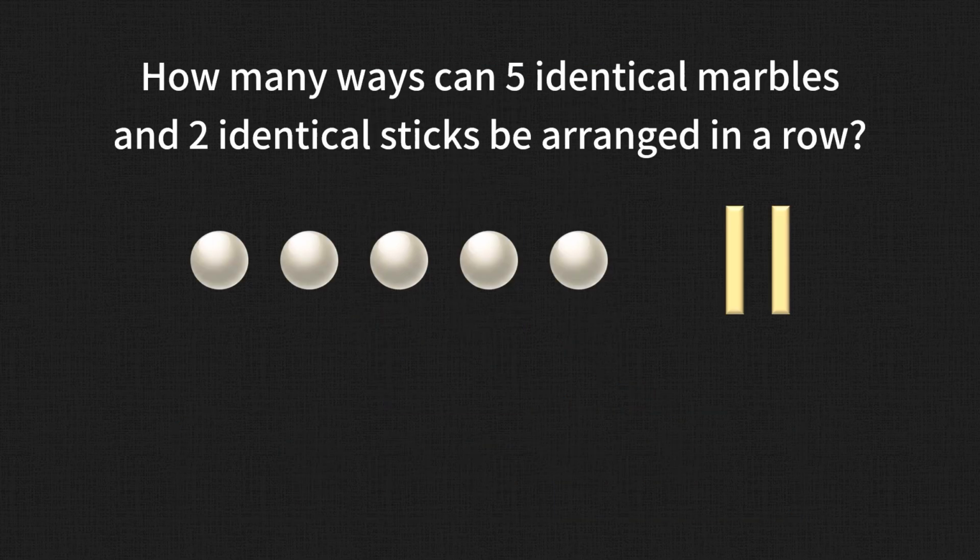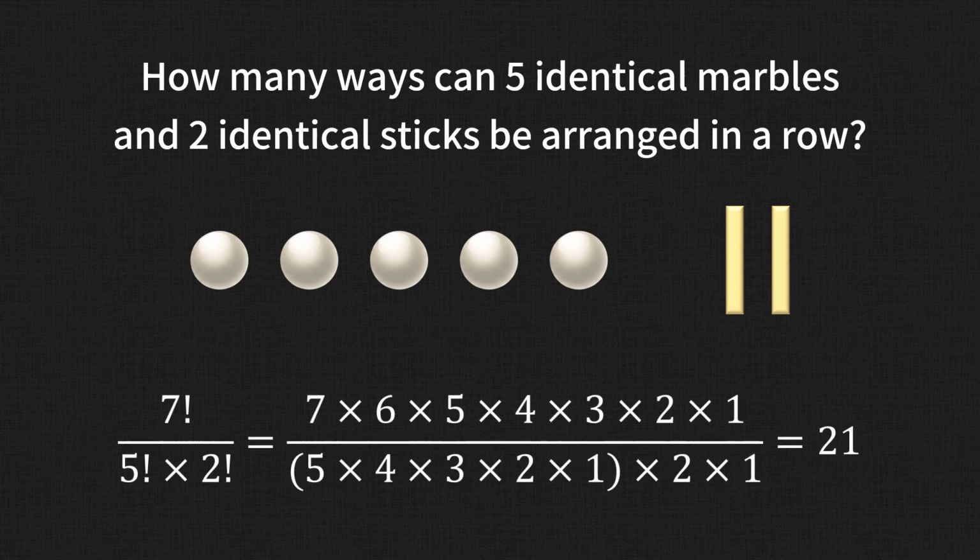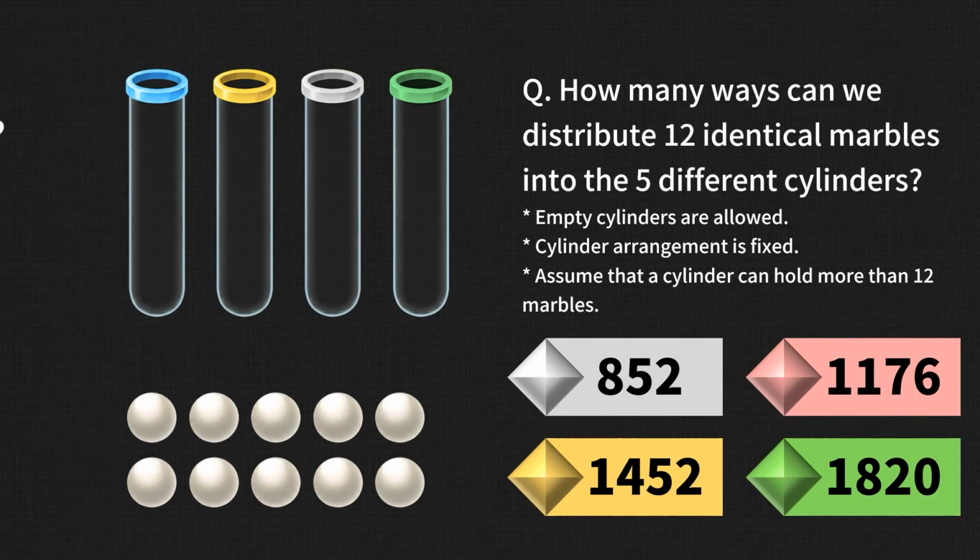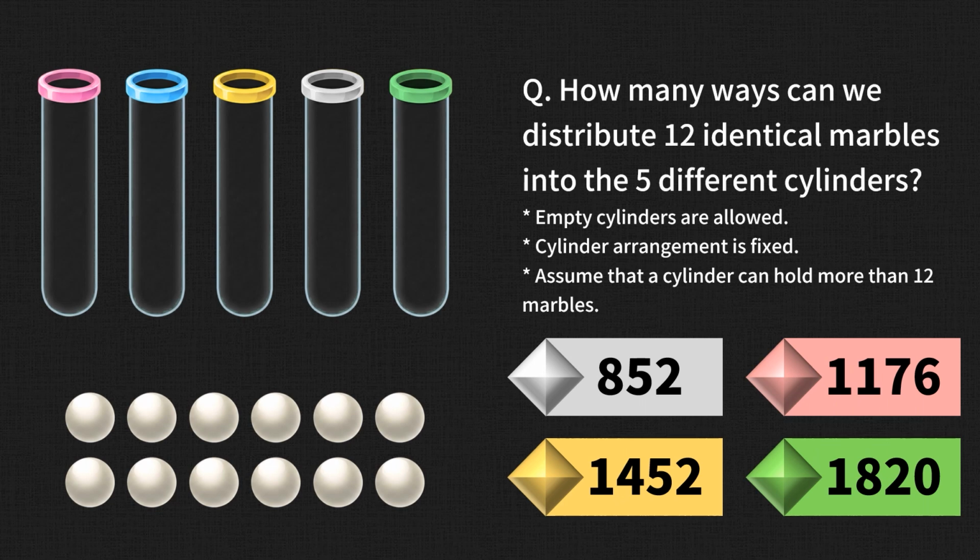So, the problem transforms into a simple permutation. We have 7 total positions to fill, with 5 identical marbles and 2 identical sticks. The formula is 7 factorial divided by 5 factorial and 2 factorial. When you calculate that, the answer is 21. See how much faster that was? This method allows us to solve much more complex problems effortlessly, such as our second problem.